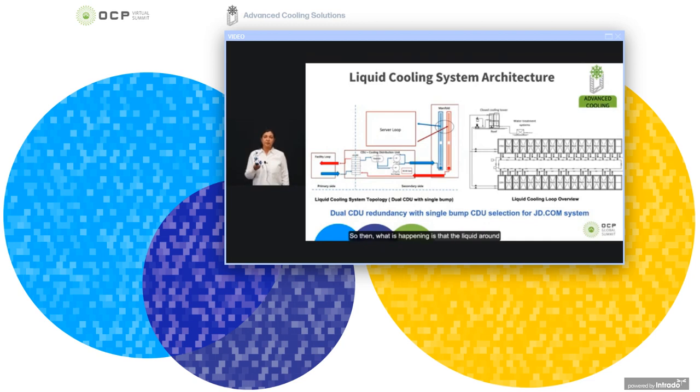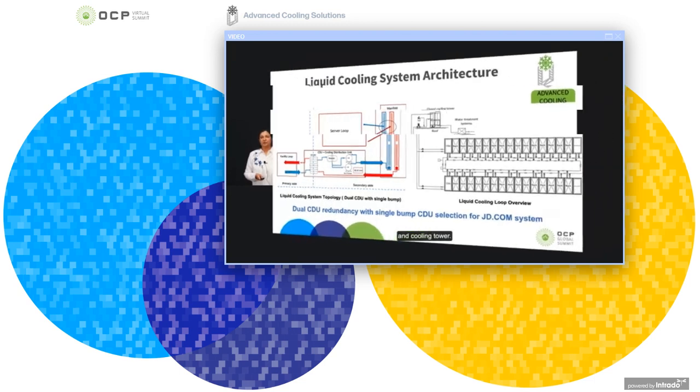So then what is happening is that the liquid around the hot components is capturing the heat and then returning that through the return manifold and that to the facility and cooling tower.